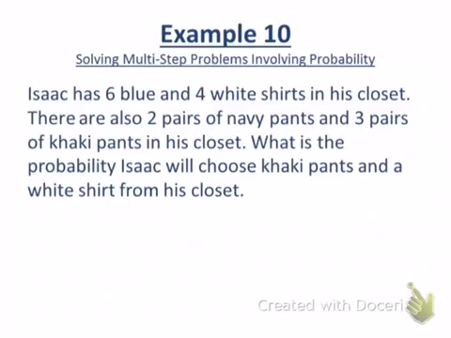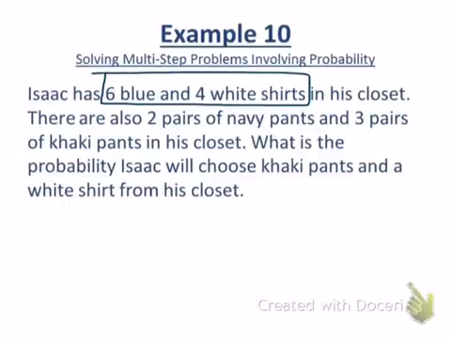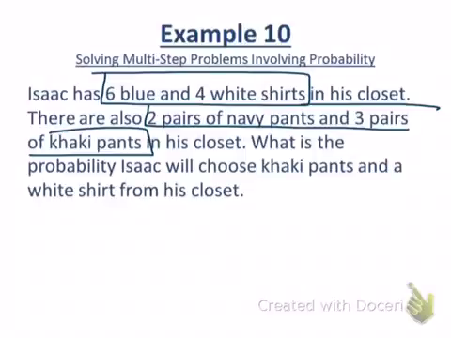Solving multi-step problems involving probability. Isaac has, and this is an interesting question, there are some homework questions that are real similar to this one, so pay attention. Isaac has 6 blue and 4 white shirts in his closet. It might be a good idea to say there are 10 shirts. There are also 2 pairs of navy pants and 3 pairs of khaki pants, a total of 5 pairs of pants.